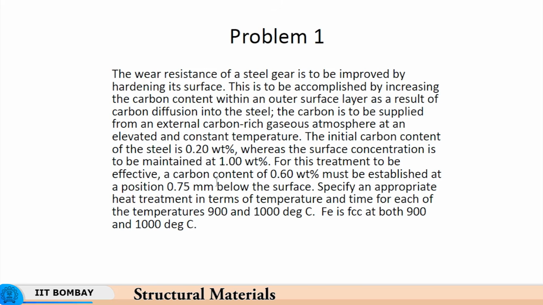So for this treatment to be effective, a carbon content of 0.6 weight percent must be established at a position 0.75 mm below the surface. Specify an appropriate heat treatment in terms of temperature and time for each of the temperatures 900 and 1000 degrees centigrade. Iron is austenitic, meaning face-centered cubic structure, both at 900 and 1000 degrees centigrade. Now the point here is that in order to obtain 1% of carbon content at the surface, at 0.75 mm we have been given a carbon content of 0.6 weight percent.